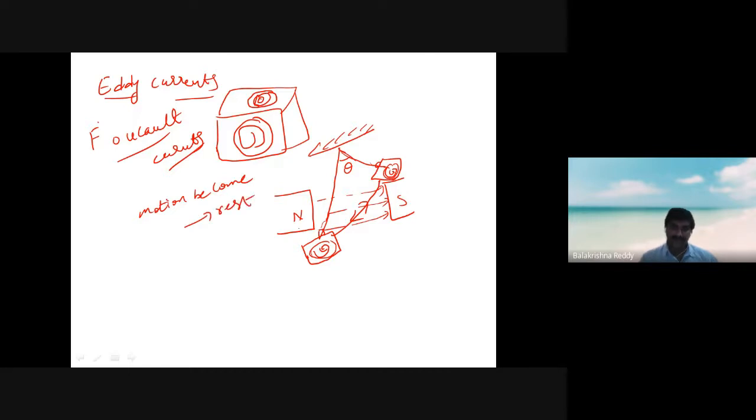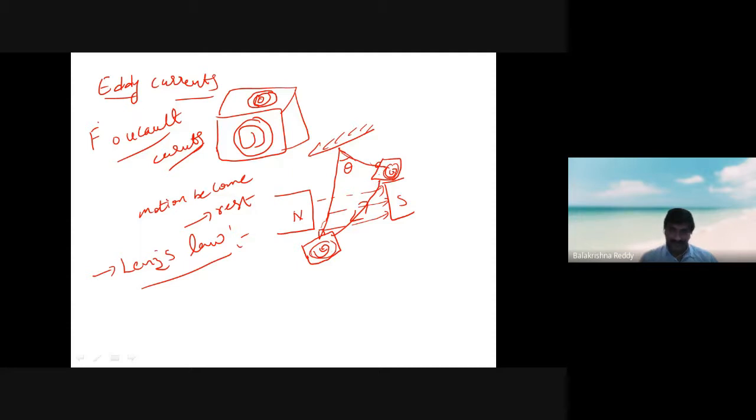So what happened here? Due to the magnetic field, currents are developing, and the developed current produces poles which are opposite to these poles. That means here we studied the Lenz law. What is the Lenz law? Lenz law says that the induced magnetic poles or induced currents oppose the motion of a magnet, such that the cause is opposed. The same thing is happening here.